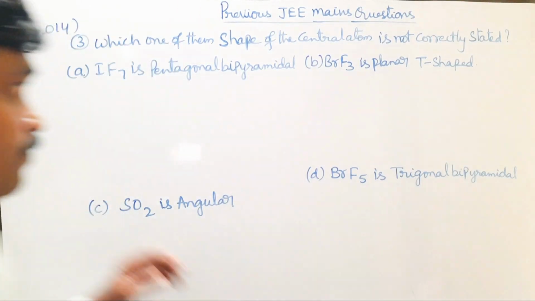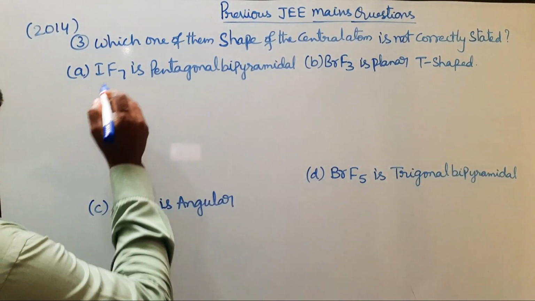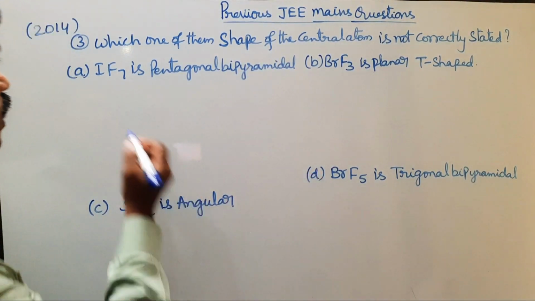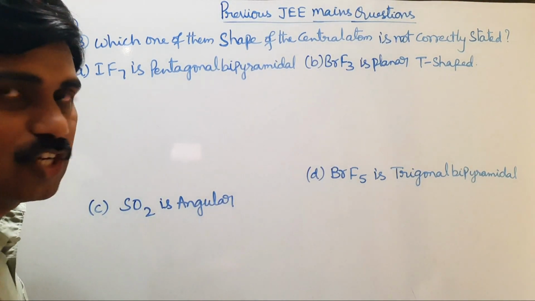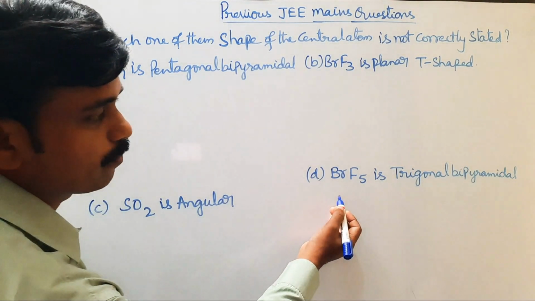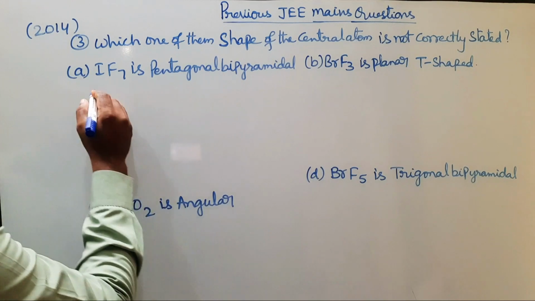Look at the next question. It is a 2014 online JEE Mains question. Which one of them has the shape of the central atom not correctly stated? Option 1, IF7 is pentagonal bipyramidal. Option 2, BrF3 is planar T shape. Option C, SO2 is angular, and option 4, BrF5 is trigonal bipyramidal. Look at the first option, IF7, we will check it.